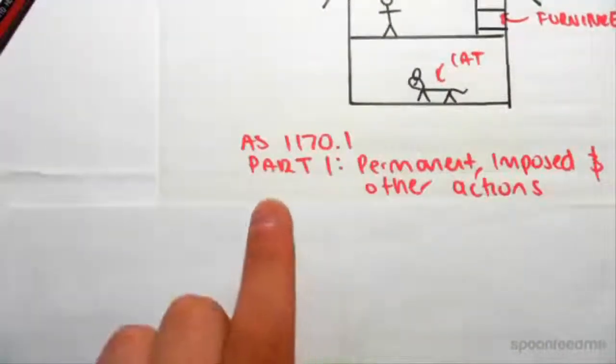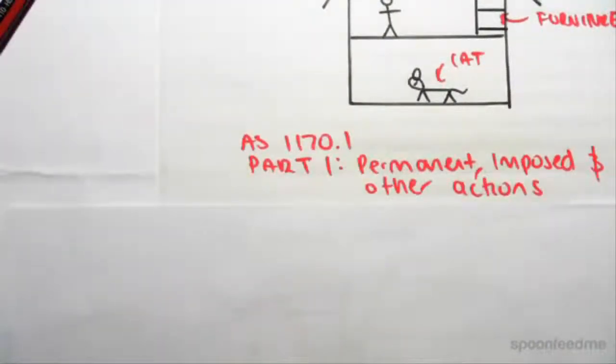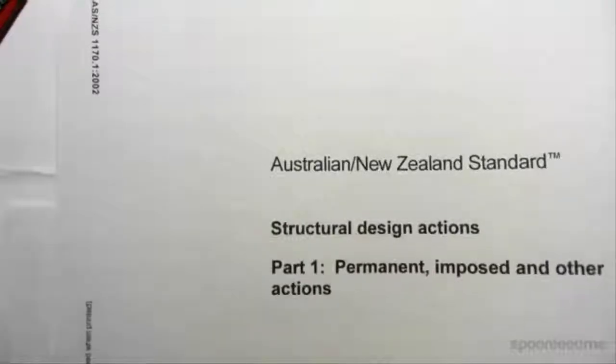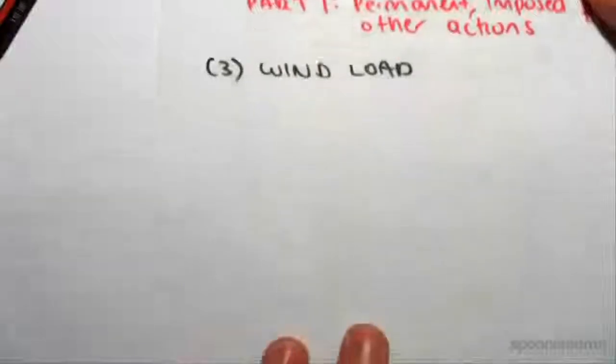That's also found in the same standard, AS 1170.1, Part 1, permanent actions, imposed, and other actions. Okay, so this code here comprises the standards and the procedure for finding both dead and live loading. The third type of loading is wind loading.